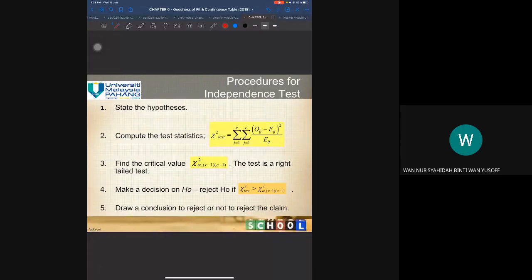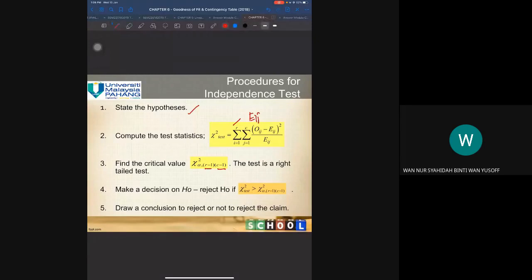Okay, so the procedure: state the hypothesis, calculate the chi-square, but before that we need to calculate the Eij, and then the critical value. We still have the right theta, but the degree of freedom is different from what we have in goodness of fit. Degree of freedom is (R minus 1) multiplied by (C minus 1), so the number of rows minus 1 multiplied by the number of columns minus 1. Then we make our decision based on right theta.